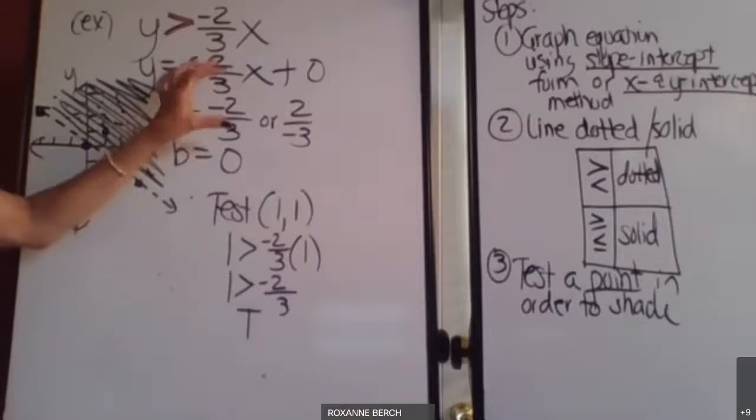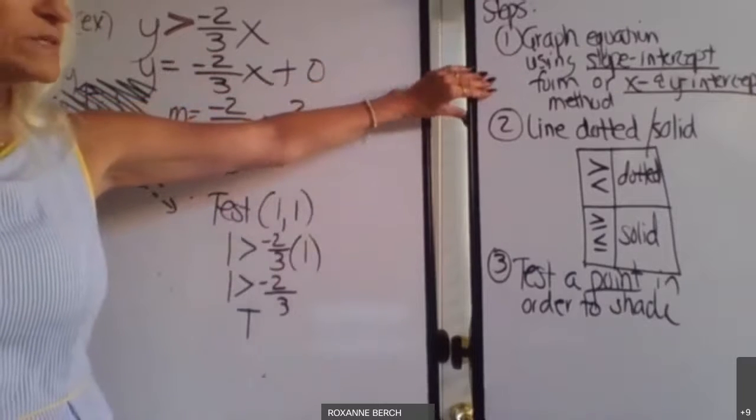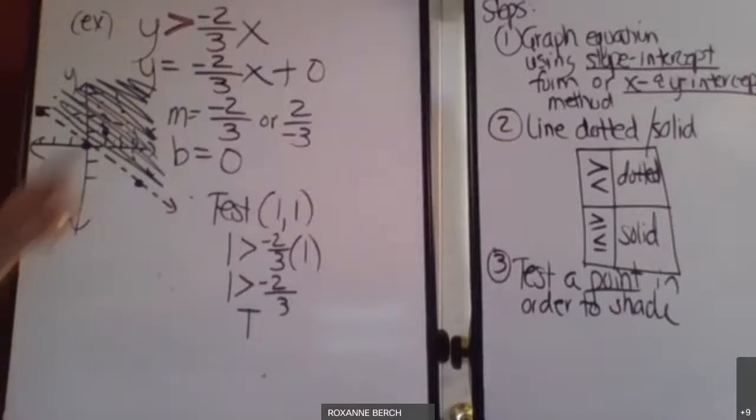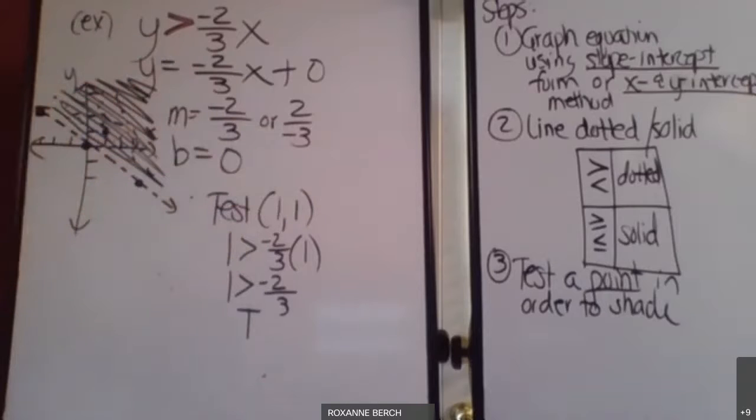So you're going to graph the equation using slope-intercept or X and Y-intercepts. After that, you're going to look at the inequality. If it's greater than or less than, you make it dotted. If it's greater than or equal to or less than or equal to, you make it a solid line. And then you test a point on either side of the line. If the point is true, shade it with all his friends. If it's not true, don't shade it, which means you would shade the other side.